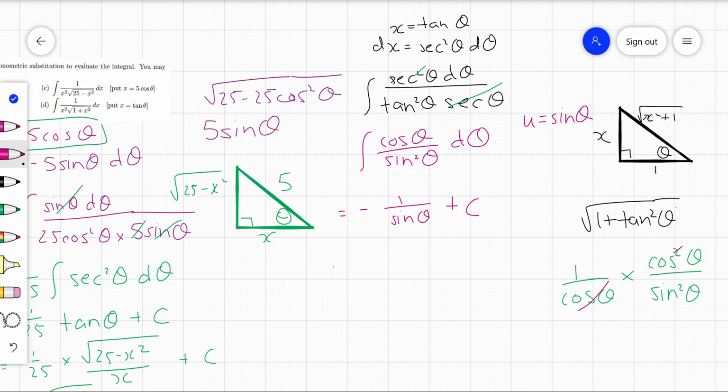But what does that equal in terms of x? Sine theta is x on the square root of x squared plus 1. So the reciprocal will be the square root of x squared plus 1 over x plus c. And that is supposed to be a negative. There we go. So that's A, B, C, D. Good.